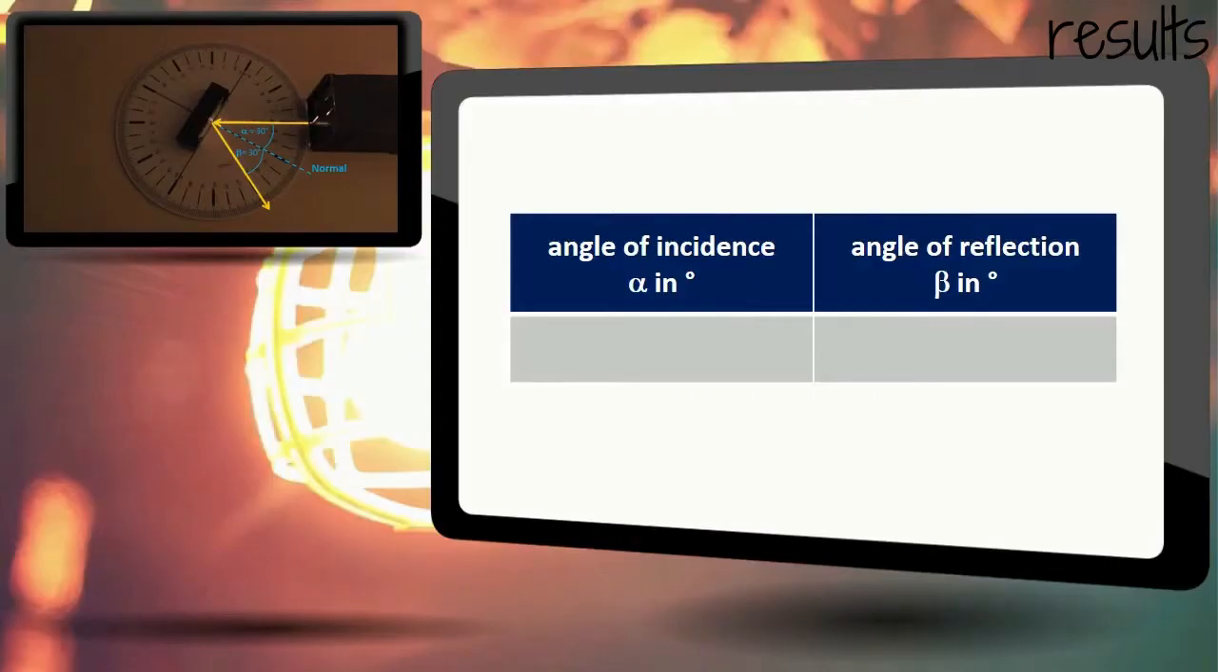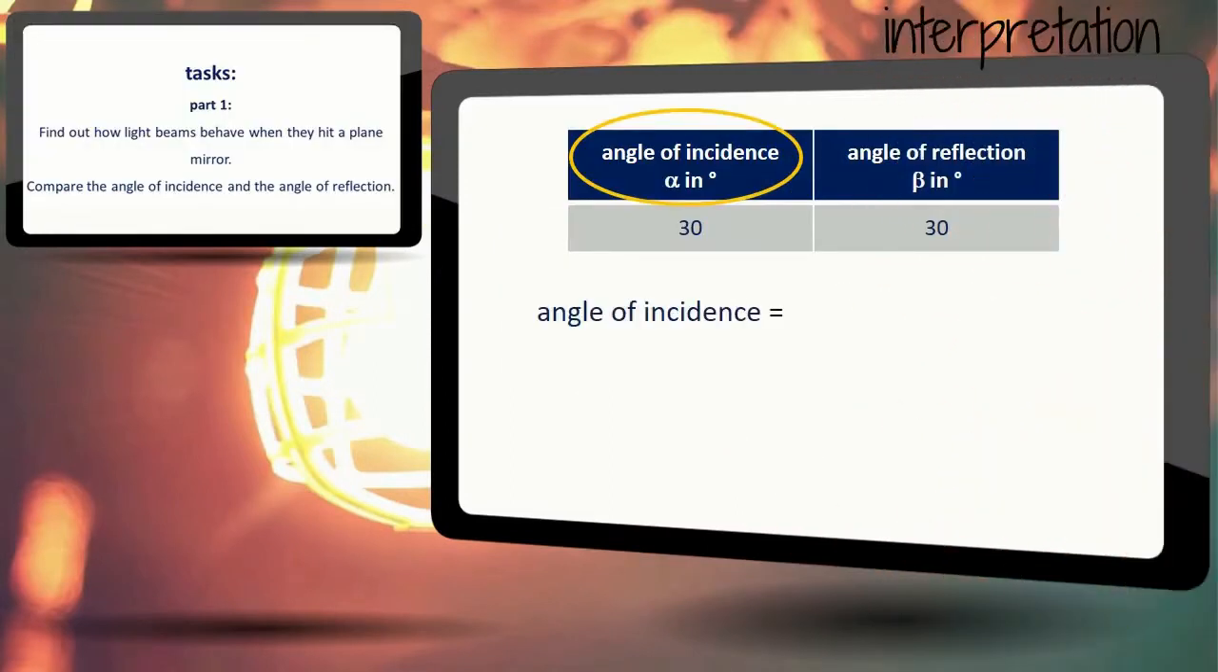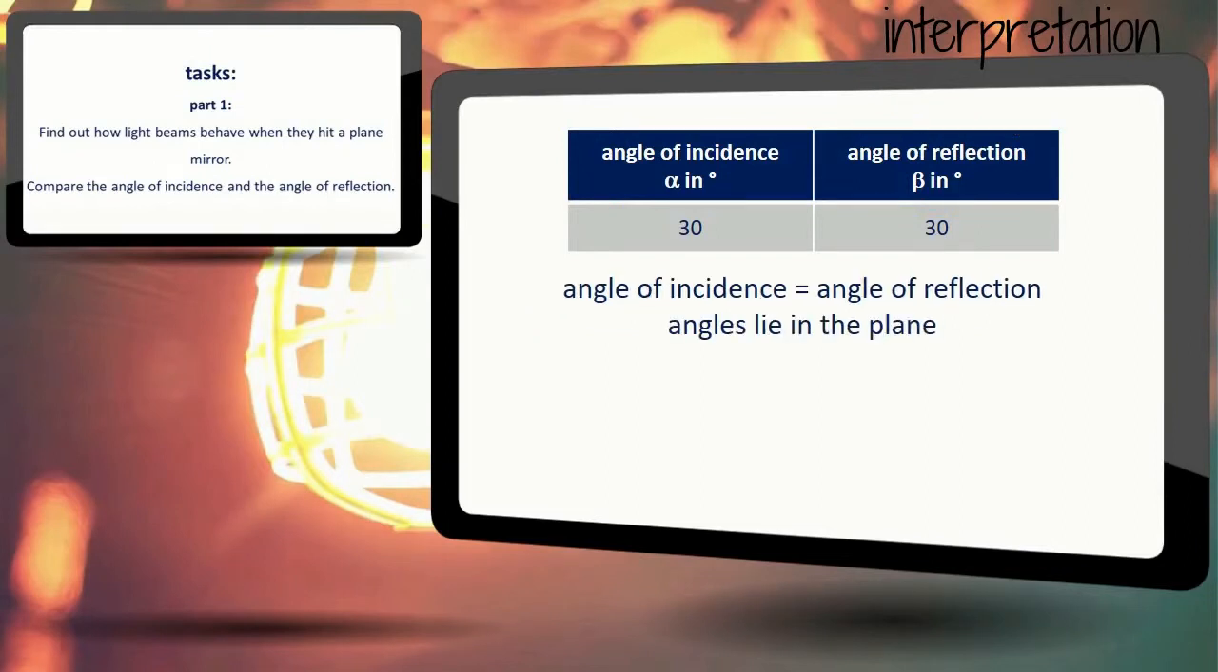I record all measurements in a data table. The angle of incidence and the angle of reflection are the same in our experiment, and we notice that they are in the same plane. Alpha equals beta. In physics books, one finds that this law generally applies. It is referred to as the law of reflection.